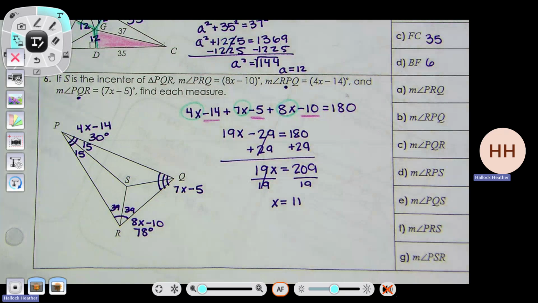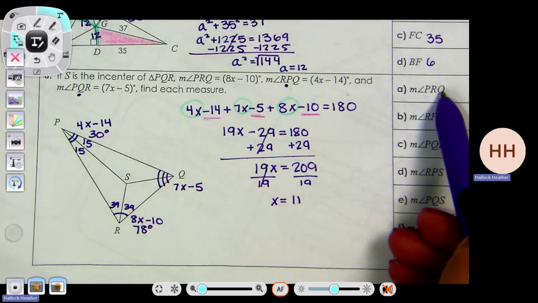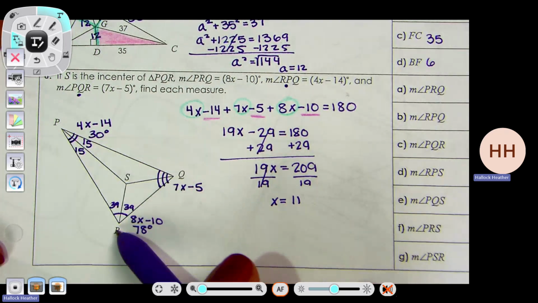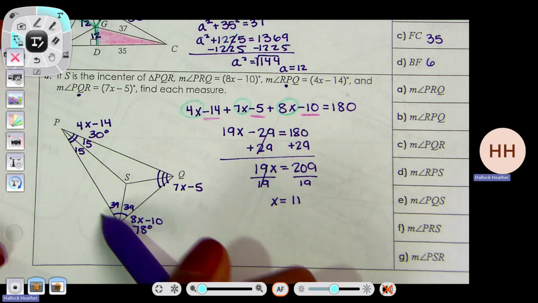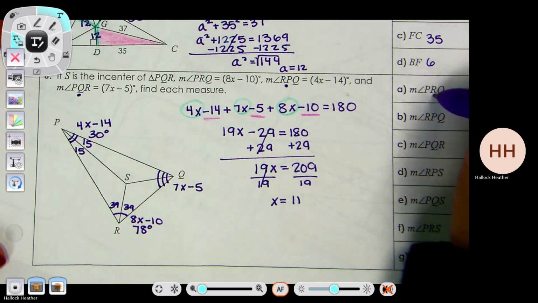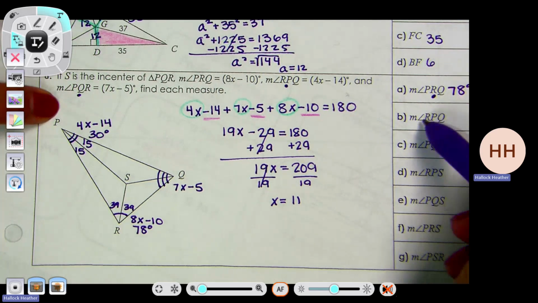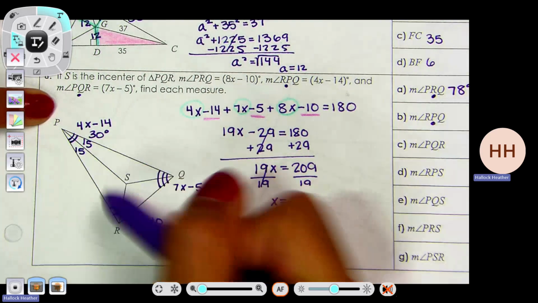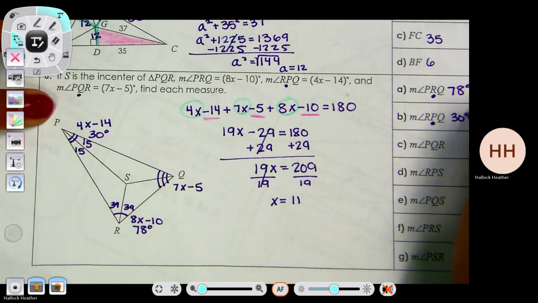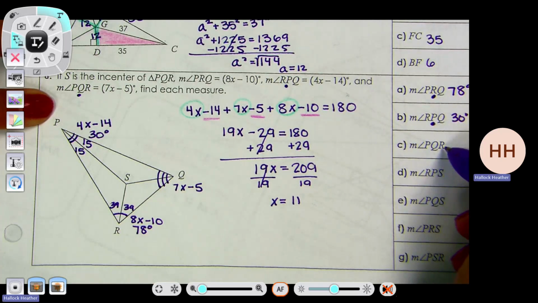Let's talk about the answers so far. So PRQ is the outside. That's talking about this one. So how much total is this one? 78, hopefully, right? Okay. The next one is focusing on P. It says RPQ. RPQ, that's the whole thing. That's 30.